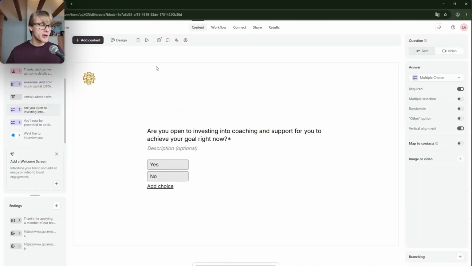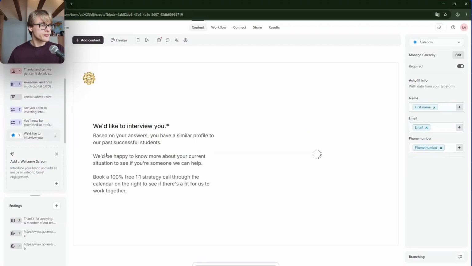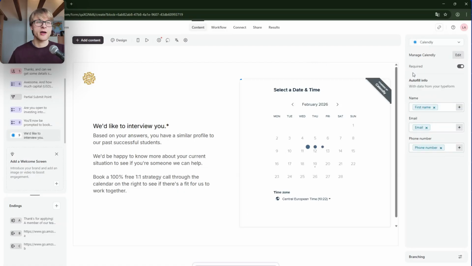So next question would be, are you open to booking a call? Will you be sure to book? And we could reduce it here. It's not necessarily needed. However, it creates a bit of commitment here as well. And then we're sending them to our calendar, which is embedded, as you can see over there, and autofilled, as you can see over there.